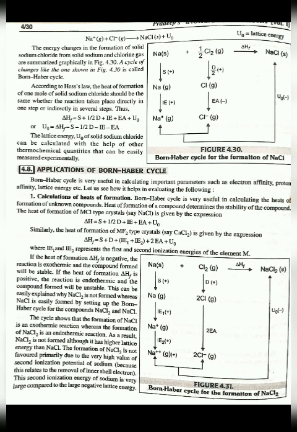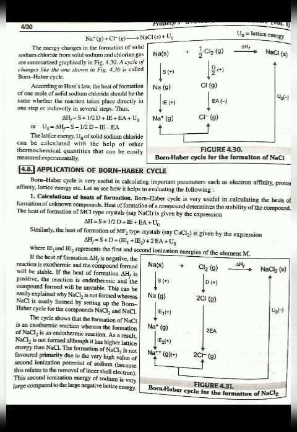Thus, delta HF is equal to S plus half D plus IE plus EA plus UO, or UO is equal to delta HF minus S minus half D minus IE minus EA. The lattice energy UO of solid sodium chloride can be calculated with the help of other thermochemical quantities that can be easily measured experimentally.